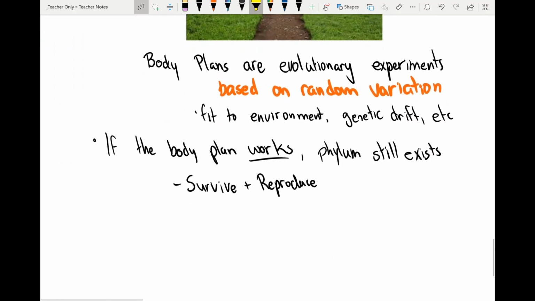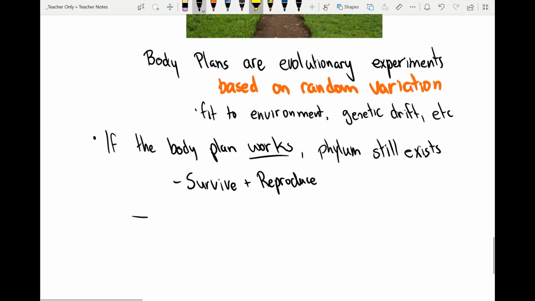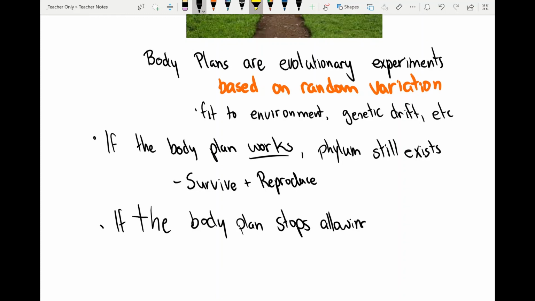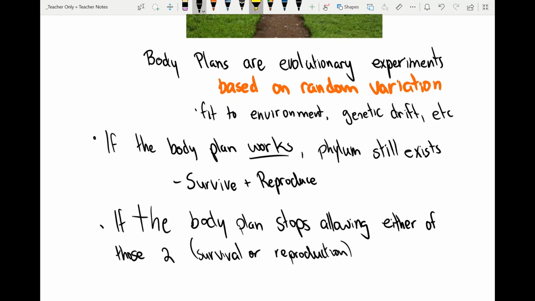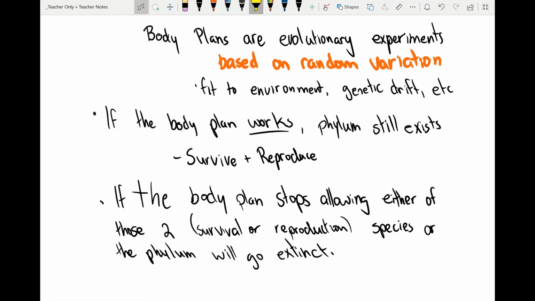On the flip side, if the body plan stops allowing either of those two, I'm sure you can guess what's going to happen. Either the species or potentially the phylum will go extinct.